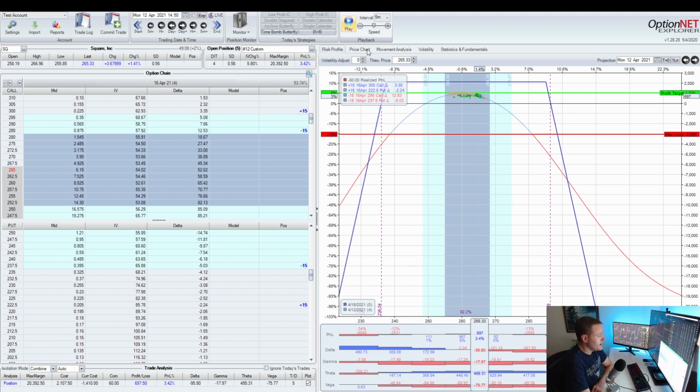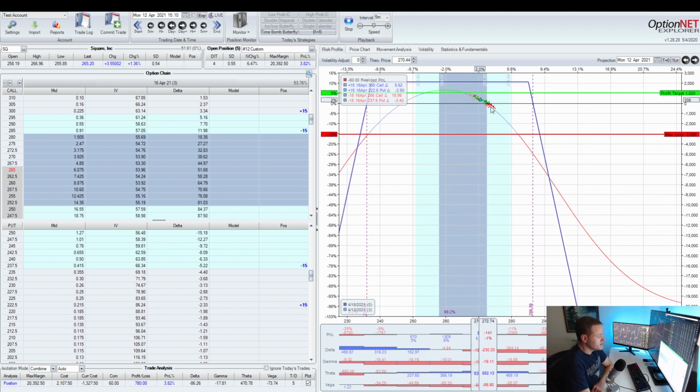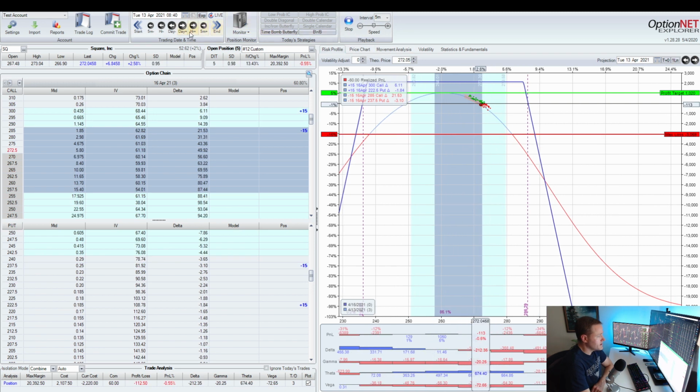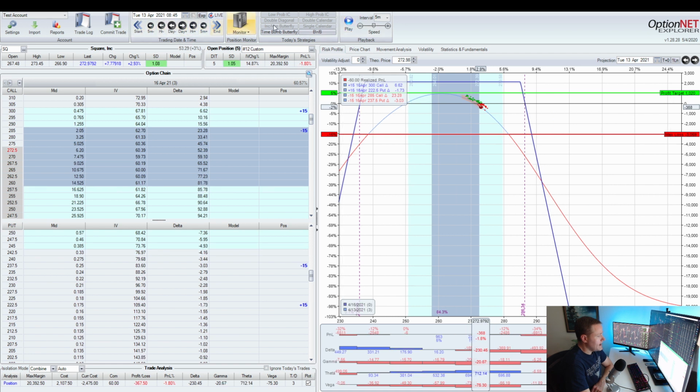It's looking like right here near the close, we could have probably gotten out for about a $900 profit or so, depending on obviously the spreads on the bid and the ask and everything. But it's looking like we just about came to our profit target on that day. All right, so now the market has opened the next day.